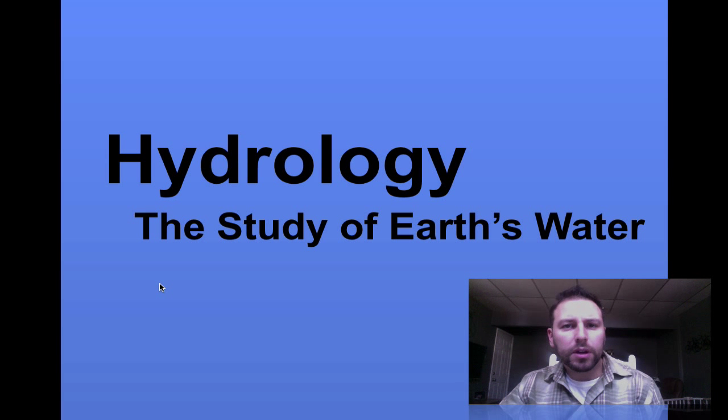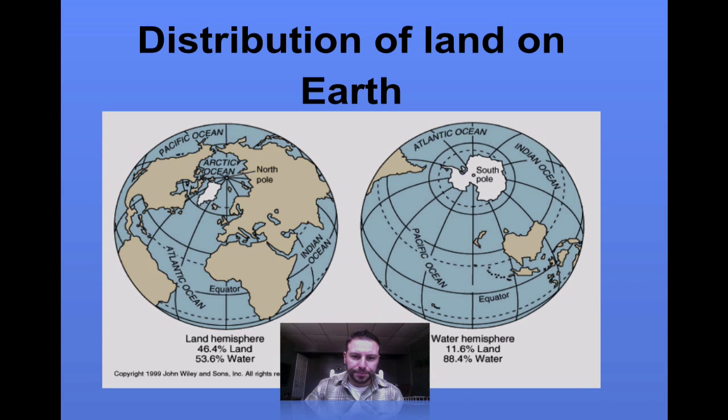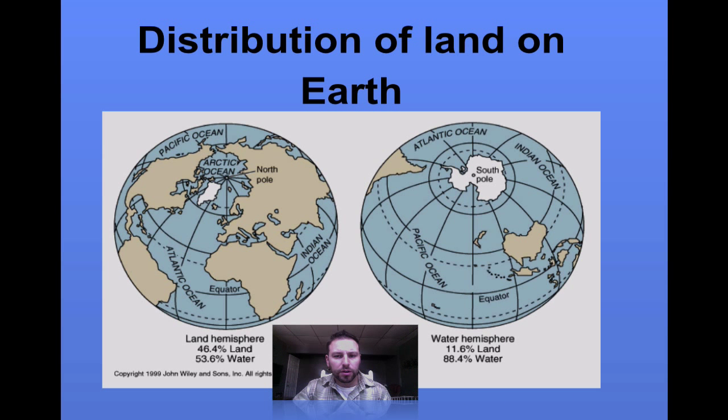Today we're going to go on and look into the study of Earth's water, known as hydrology. If we take a look at the Earth from the northern and southern hemisphere, like we see in this diagram here, we can see that in the northern hemisphere, we have mostly land, or definitely a lot more land than we see in the southern hemisphere. In the southern hemisphere, we see it's mostly water. So there's definitely an uneven distribution of land, or the continents, over the course of the globe.